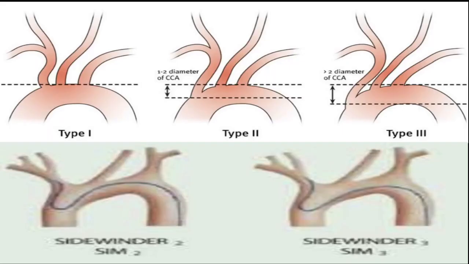These are three types of aortic arch, divided according to the ratio between the diameter of the common carotid artery to the distance between the horizontal line through the top of the arch and the horizontal line through the orifice of the innominate artery. In type A, it is less than 1. In type B, it is between 1 and 2. And in type C, it is more than 2. Here in the lower pictures, we can see how easily we can cannulate the vessel with SIM2 and SIM3 in type B and type C aortic arch.